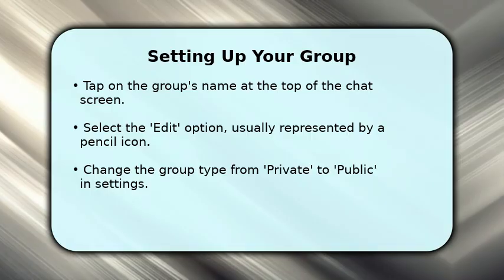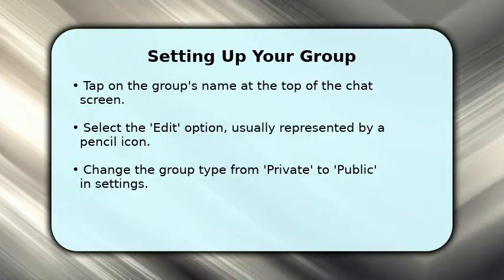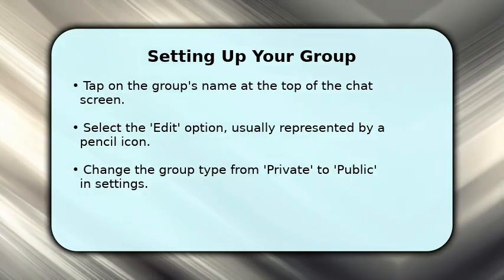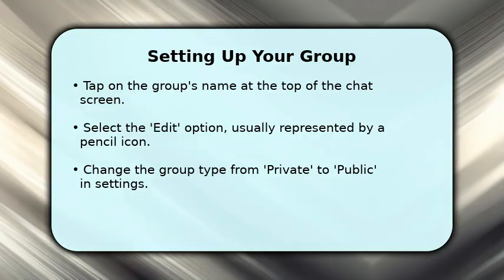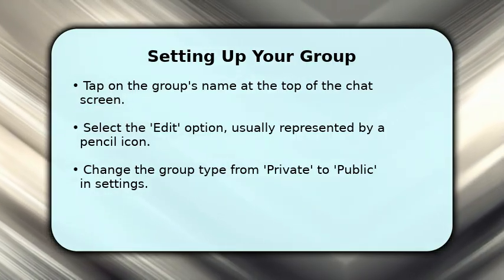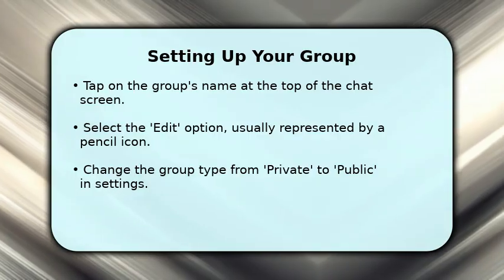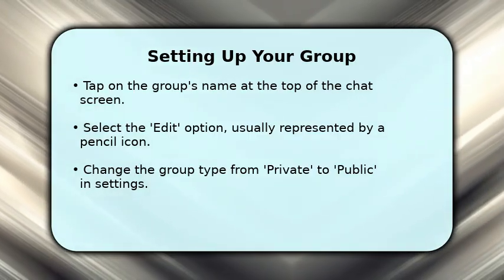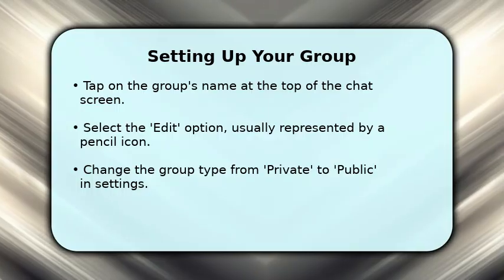Next, look for the Edit option, often shown as a pencil icon, and tap it. Within the group settings, you will find an option to change the group type. Select Public instead of Private to make your group discoverable and open for anyone to join, expanding its reach significantly.